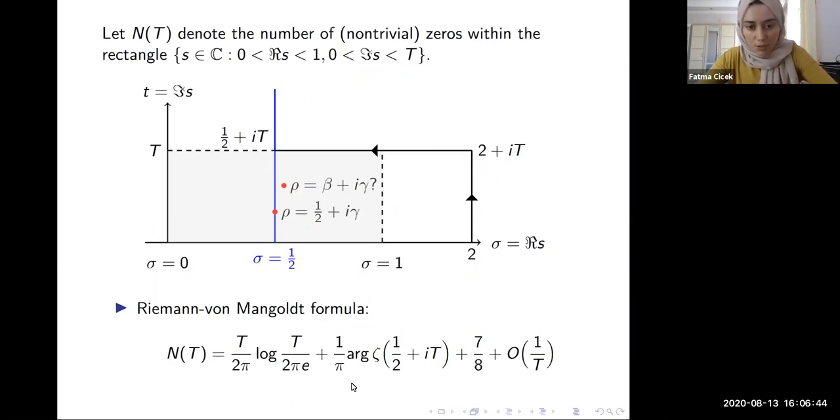I should here mention that this argument function is defined as an increment of any continuous branch. So it will be defined in a special way. At 2, you pick, say, the principal branch. So the argument of zeta at 2 is going to be 0. Then from 2 to 2 plus iT, the branch will have some variation. And then from 2 plus iT to 1 over 2 plus iT, that will have another variation.